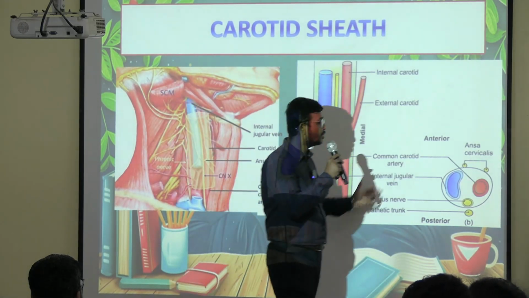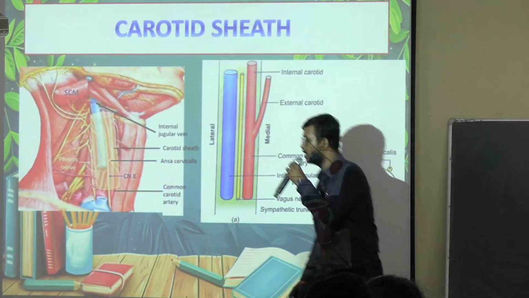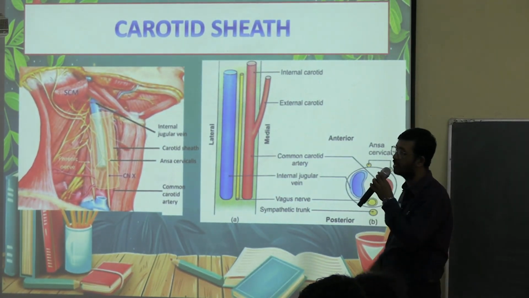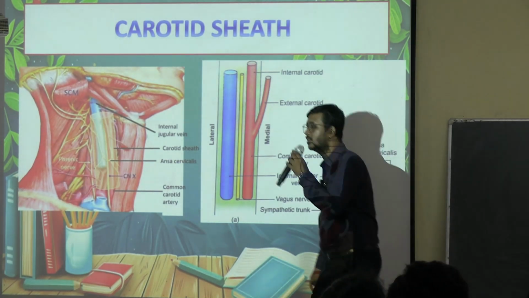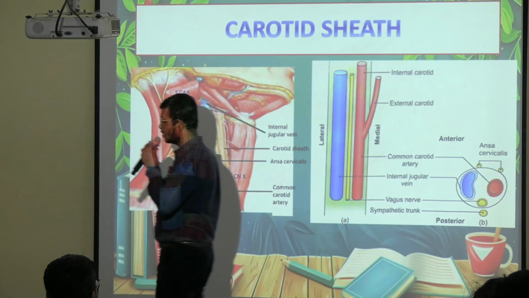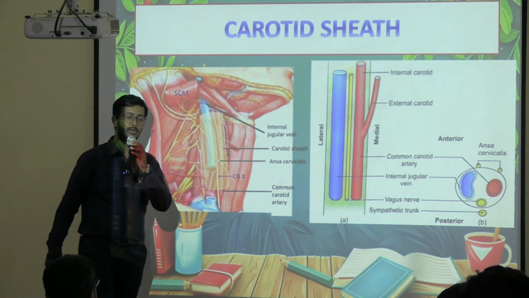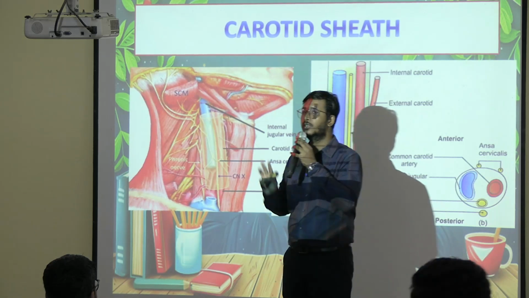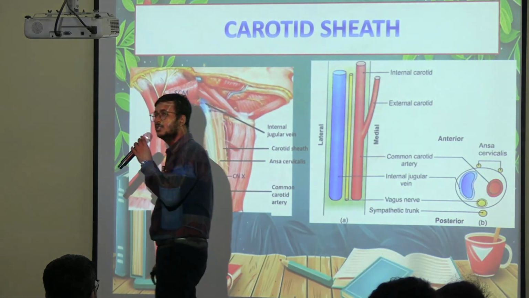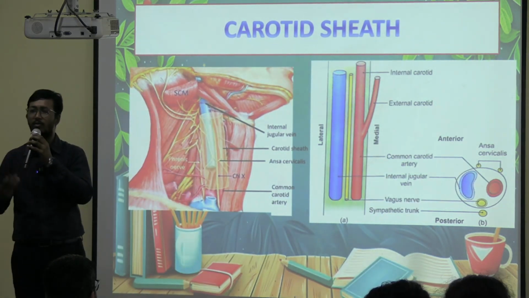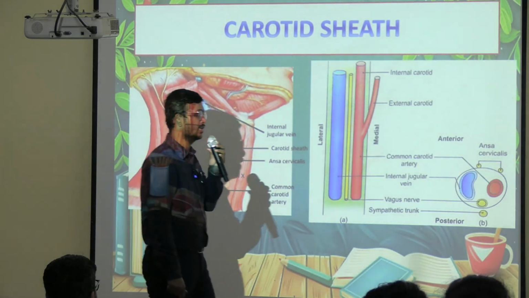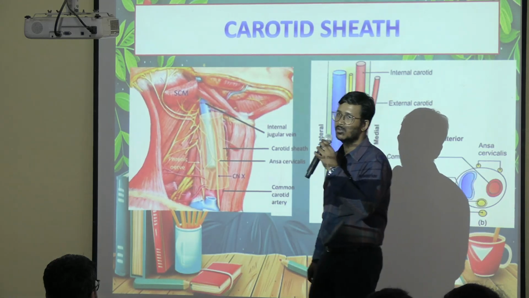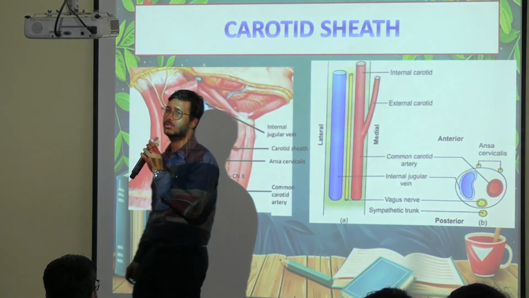Now, just outside, you can see here the Ansa cervicalis. Anteriorly you have the Ansa cervicalis, and posteriorly you have the sympathetic trunk. This Ansa cervicalis is an important structure in our neck. It is formed by a nerve loop of 3 nerve roots, C1, C2, C3. Together all of them form this Ansa cervicalis. Okay, and it supplies the sternothyroid, sternohyoid, and omohyoid muscles.